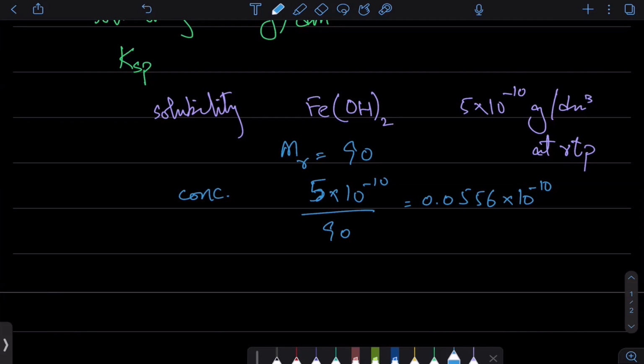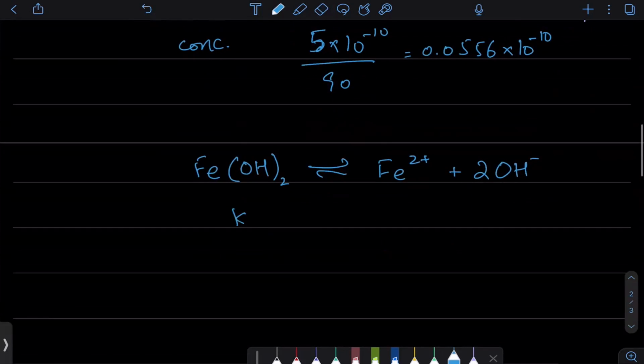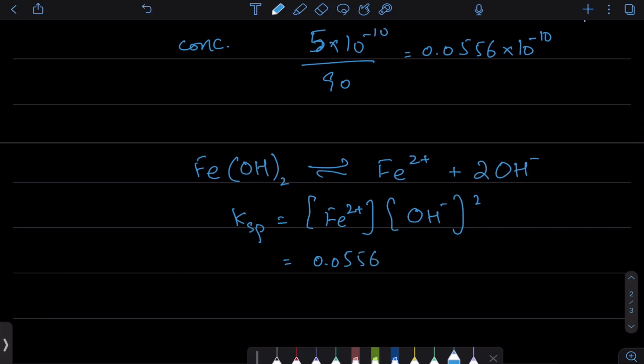Okay, now let me write the equation. The equation is iron 2 hydroxide dissolves, forms iron 2 ions in aqueous solution and 2OH minus in aqueous solution. So my Ksp is going to be iron 2's concentration times the OH minus concentration squared. Now, because I've dissolved all of this and this is my solubility, it's not that I have a total mass and I don't know how much of it dissolved. I don't have that. This is the actual amount of the dissolved ions and dissolved concentration of these dissolved ions. I will simply use this value. So this is going to be 0.556 times 10 power minus 10.